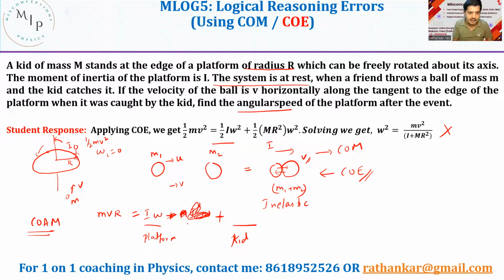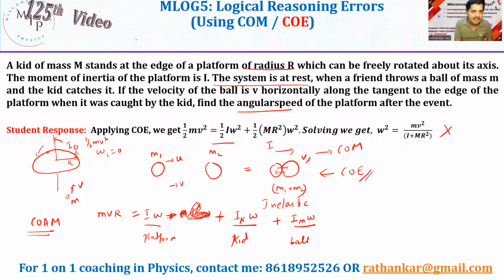What's the angular momentum of the kid? Once again, this should be I kid multiplied by omega, plus, now the kid has a ball in his hand. That mass is there, right? So this should be I mass into omega, which is nothing but the ball. See, I'm not dividing anything here. I'm just writing these values to make it clear. Now let us write down what these values are.